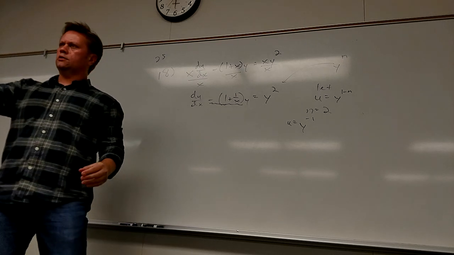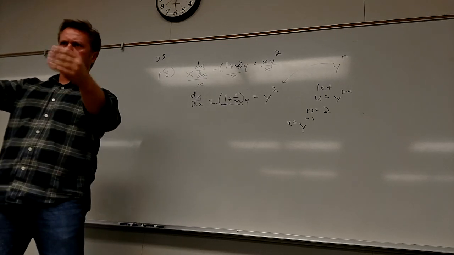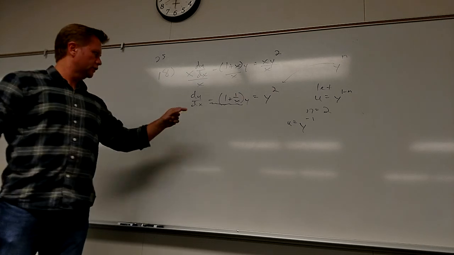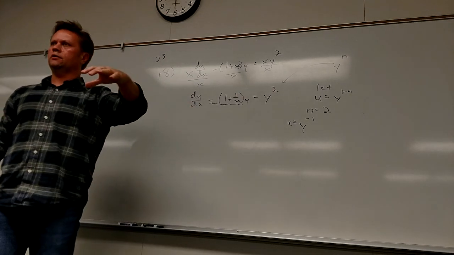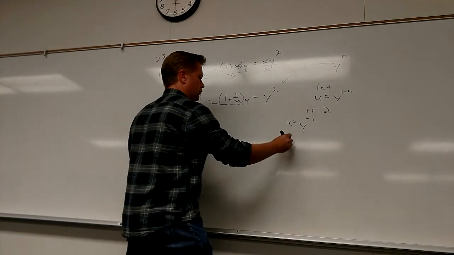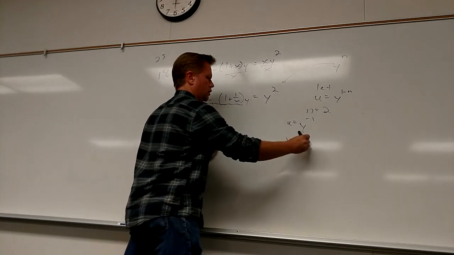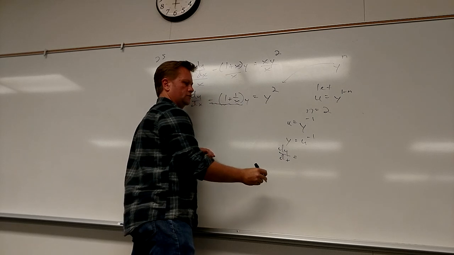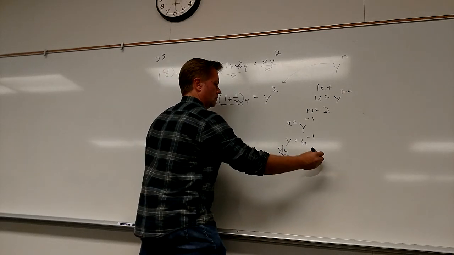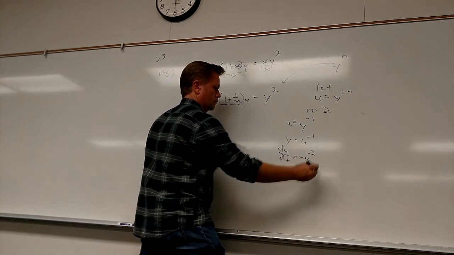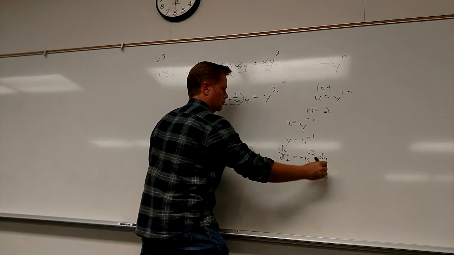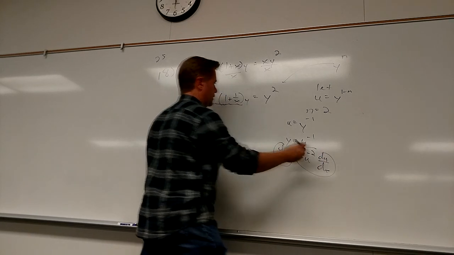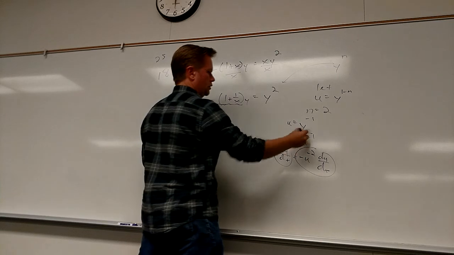And then I suggested you turn this around before you take derivatives, because then you can solve directly for dy/dx and replace it. So y equals u to the negative 1, so dy/dx equals... in place of this, you put this, and in place of y, you put this.